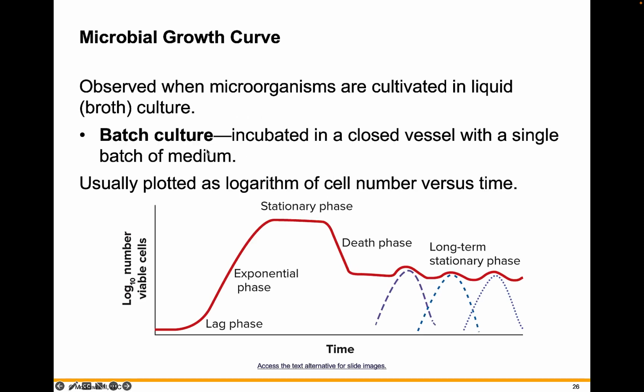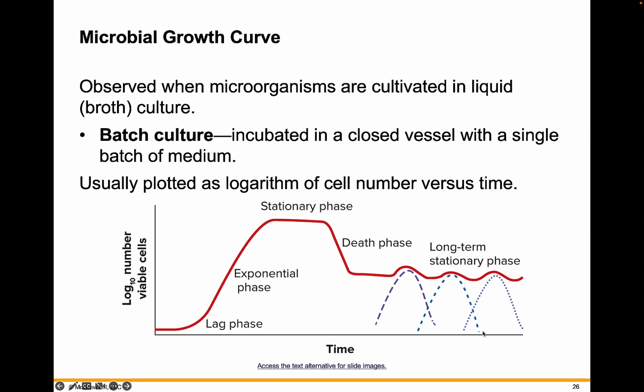So the microbial growth curve is seen when the microorganisms are cultivated in a liquid broth culture. The batch culture is incubated in a closed vessel with a single batch of medium, and usually plotted as logs of cell number versus time. And essentially, this is a closed system.